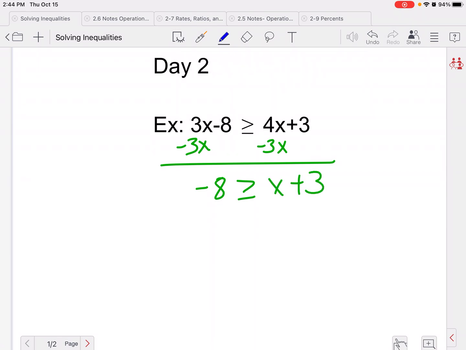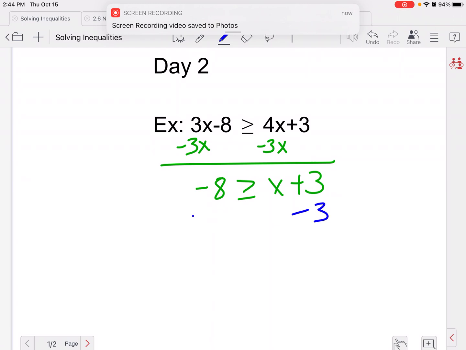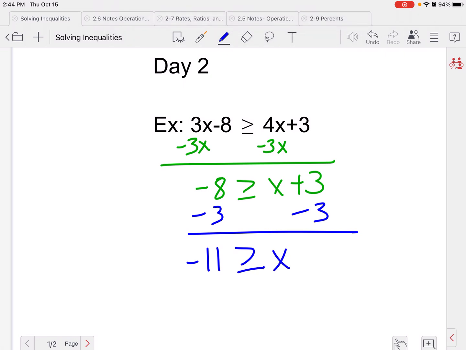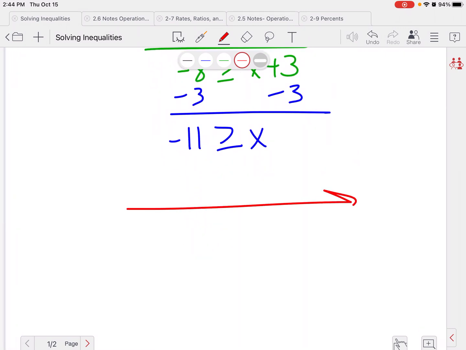Now I can say what is stopping x from being by itself, and that's the 3. So we're going to go ahead and subtract 3 from both sides. So I get negative 11 is greater than or equal to x. Okay, and so x is by itself, so all I have to do now is graph, and I'm going to graph just like I did yesterday.